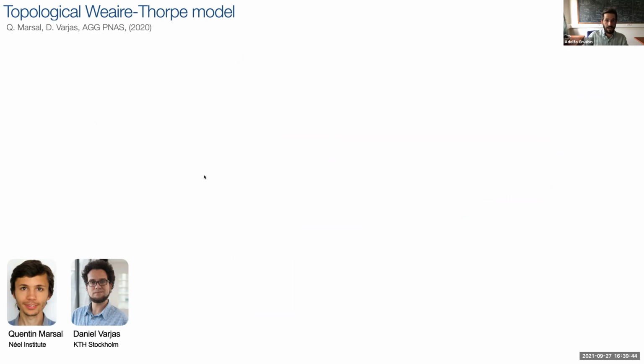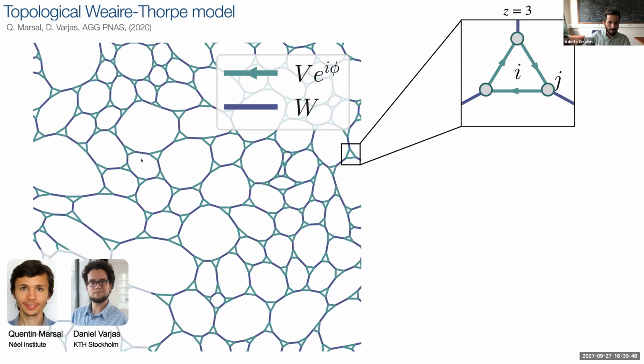And we constructed several models, and here I'm going to show one. It's a model where at each site you have a triangle. So here's a zoom of the triangle. These sides are connected, again, with hopping W. But within the triangle, the hopping, instead of being only V, is V with some phase.